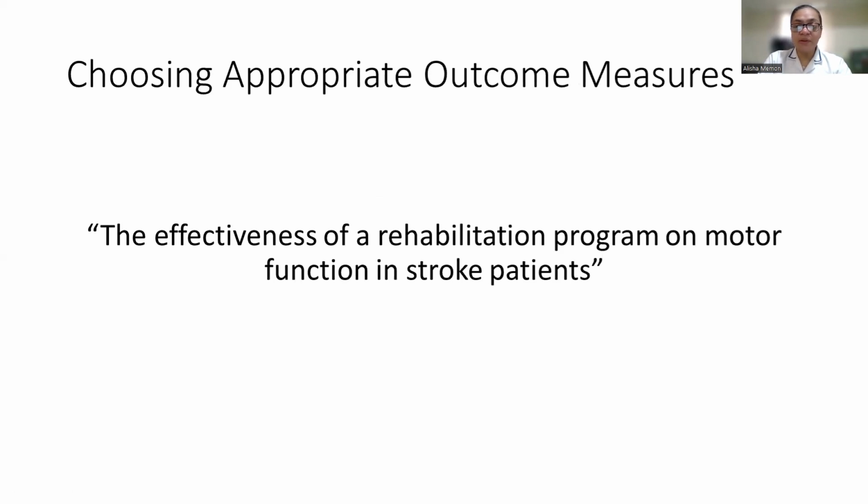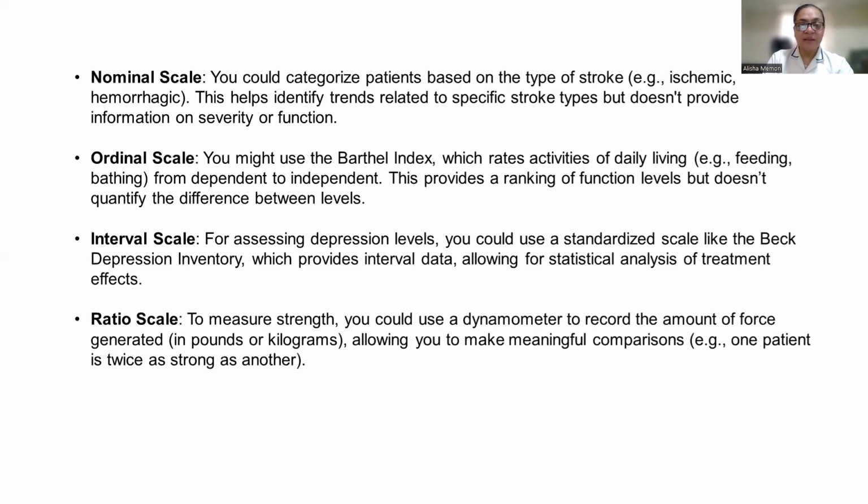So choosing the appropriate outcome measure. Let us take this example, this research study: the effectiveness of a rehabilitation program on motor function, or simply any kind of function, in stroke patients. This is the research topic that we have. Now we will see how each scale can help us understand the purpose of the research better.